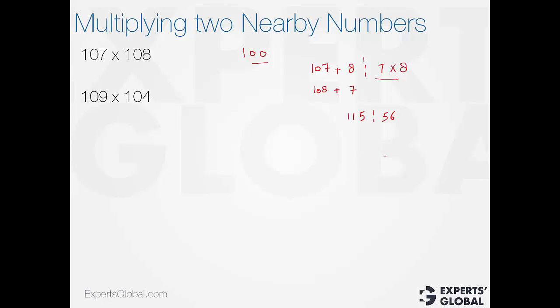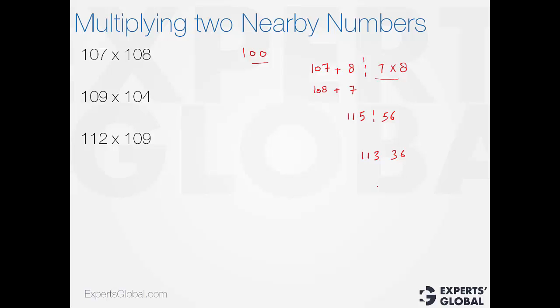Let's do it quickly this time. The base is 100 again. On the right side it would be 9 and 4. On the right side it would be 36. On the left side it would be 109 plus 4, 113. The value is 11336.